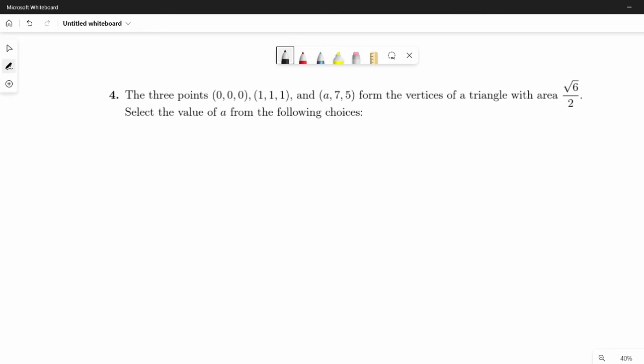So for question number 4, we're given 3 points with one of them having a variable. And these 3 points form a triangle with a known area. So first of all, I always use a cross product for this. So let's just draw a graph. Let's say there are 3 points for a triangle, they form a triangle, and we have a vector here from point A, B, and C.